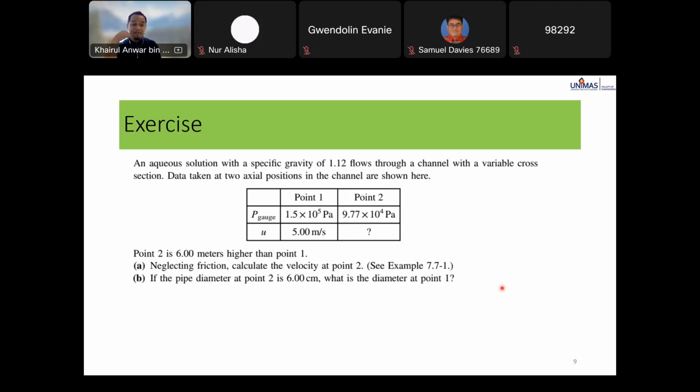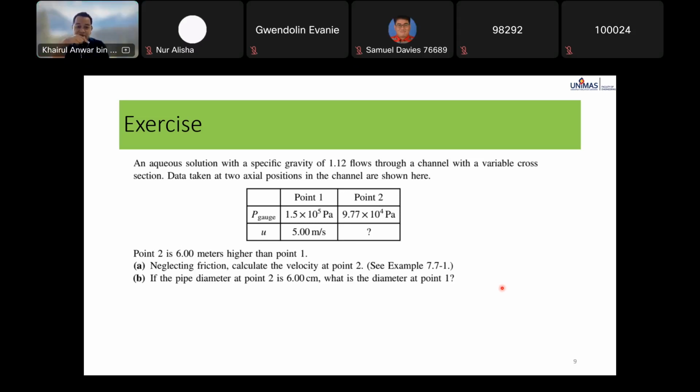Next, if the diameter at point 2 is 6 cm, what is the diameter at point 1? Whenever diameter is involved, you need to use the equation V equals UA. At the moment we don't have V, so what we need to do is find V, because V for point 1 and point 2 is the same, because of neglecting friction.